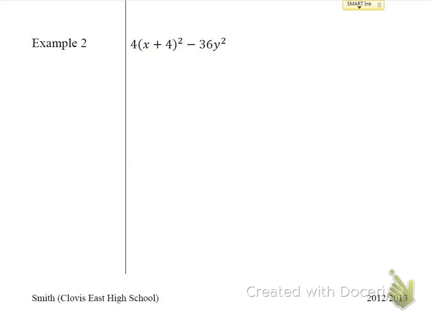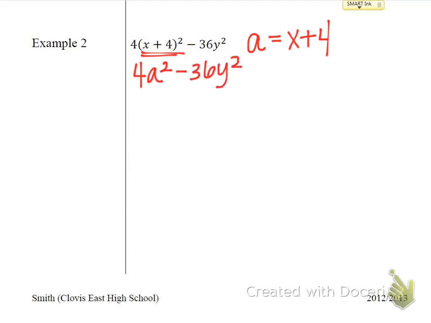So example 2, I have 4 times x plus 4 squared minus 36y squared. This one is a little bit different, but I noticed that x plus 4 squared is my quantity because it's in parentheses. It's what's keeping it obvious to me what factoring method we're going to use. So let's let a equal x plus 4. When I plug that in, it's going to give me 4a squared minus 36y squared.